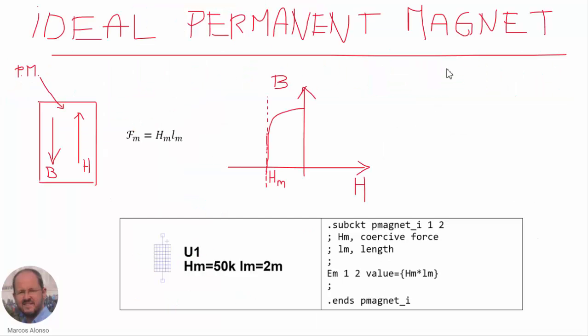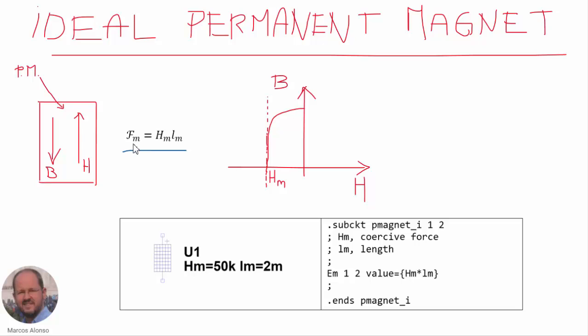Another interesting element in magnetic structures is the permanent magnet. We are implementing here an ideal permanent magnet. We know that usually permanent magnets are operating in the second quadrant of the BH plane, so we are going to model the ideal permanent magnet just as a constant value of the magnetic field intensity. So the behavior of the permanent magnet is going to be like this.